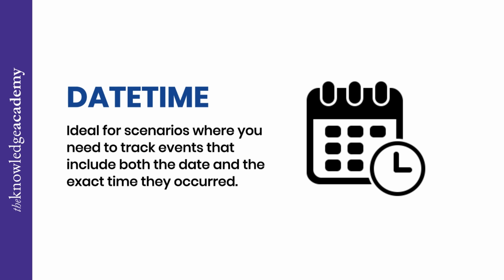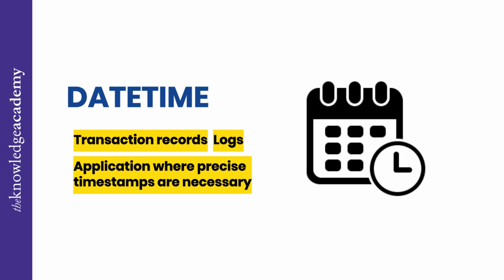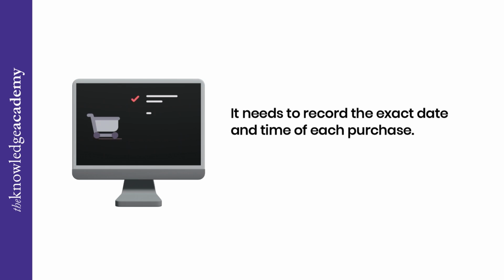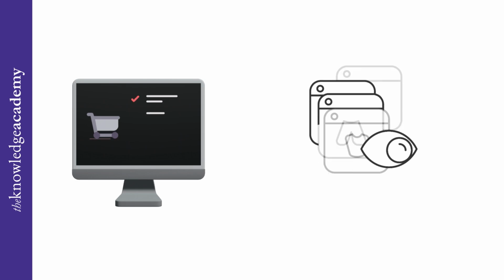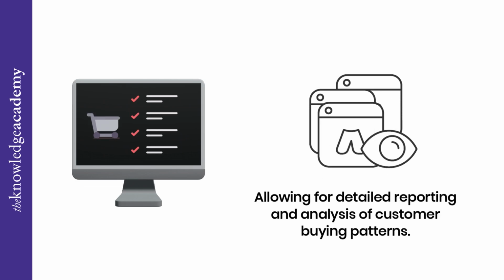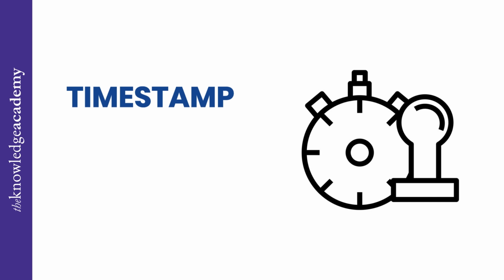Datetime is ideal for scenarios where you need to track events that include both the date and the exact time they occurred. This is commonly used in transaction records, logs, and any application where precise timestamps are necessary. Consider an e-commerce platform that needs to record the exact date and time of each purchase. By using the datetime data type, the system can store this information accurately, allowing for detailed reporting and analysis of customer buying patterns.